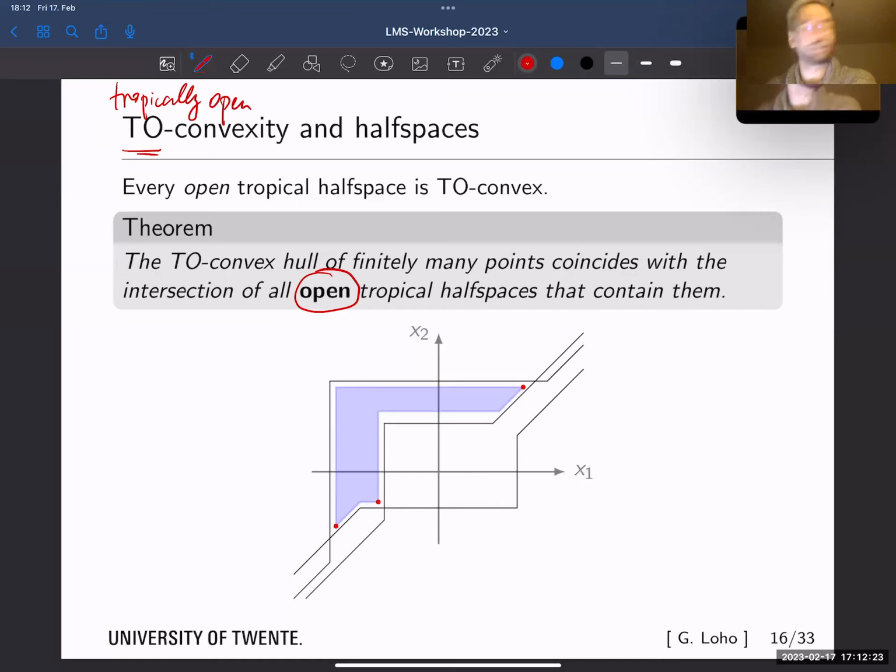In the first paper with Lazzi, we called this just generally signed tropically convex, but then we realized in the follow-up work with Mateusz that there's actually another notion which arises naturally, because you might already ask, what about closed tropical half spaces?